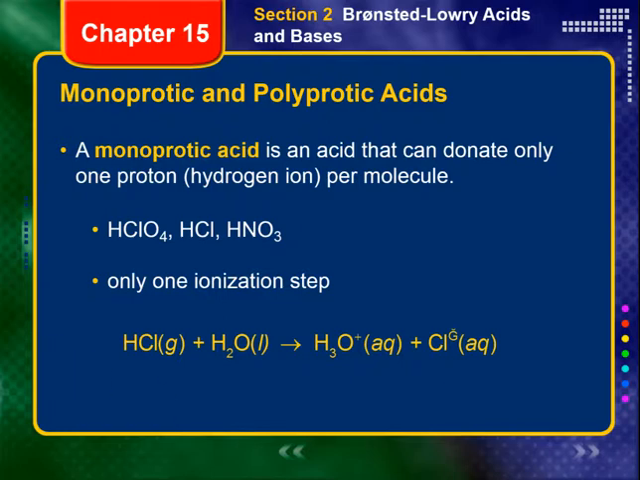All right, so we have a few examples. We have perchloric acid, right? There's only one hydrogen to ionize. Hydrochloric acid, there's only one hydrogen to ionize. Nitric acid, there's only one hydrogen to ionize. Monoprotic acid. So there's only one ionization step because there's only one thing to ionize.